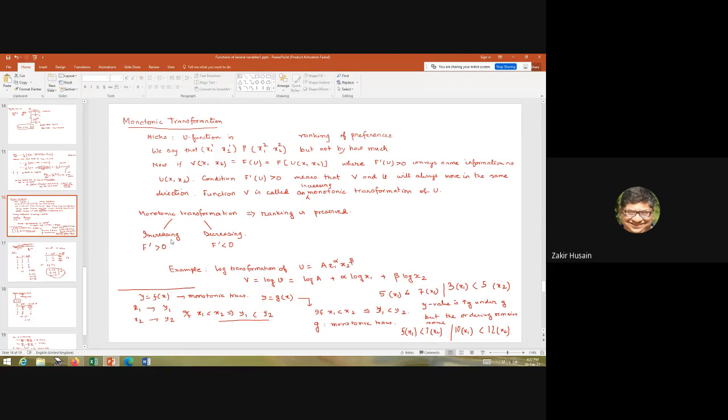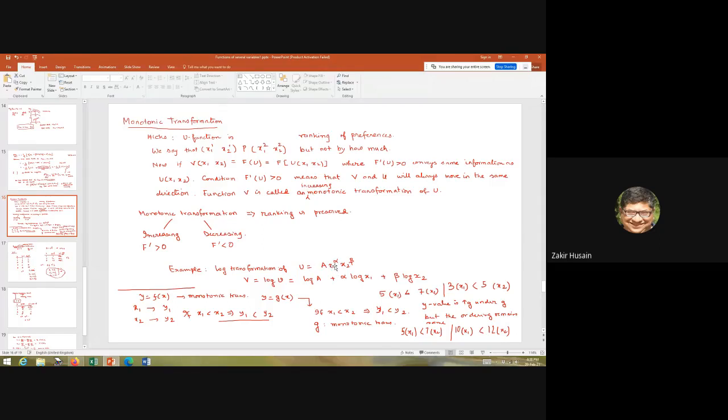If it is an increasing monotonic transformation, f prime is greater than 0. So for every bundle, we are getting more and more utility. If it's a decreasing or negative monotonic transformation, f prime is negative, which means that each bundle will yield me lower amounts of utility. But the relation between the bundles remains the same. Now, the easiest example of a positive monotonic transformation is a log transformation.